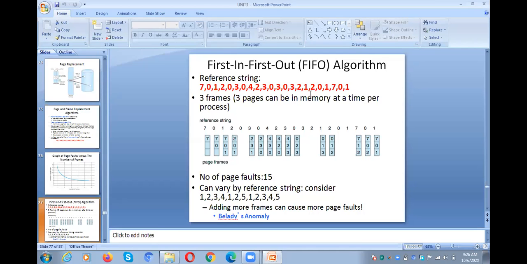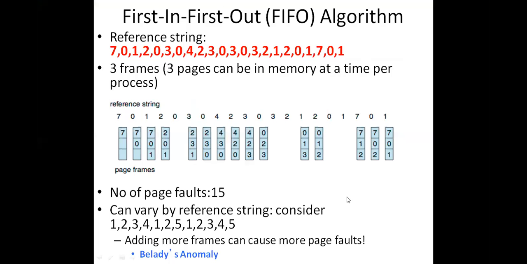In this, for example, three frames are there. Follow the cursor. Initially we require the seventh page. The seventh page is not there in the main memory, but there is a free frame, so there is no need for page replacement. You can keep 7. After that, what do you require? 0. 0 is also not there in the main memory, but there is a free frame, so we can keep the page into the main memory.